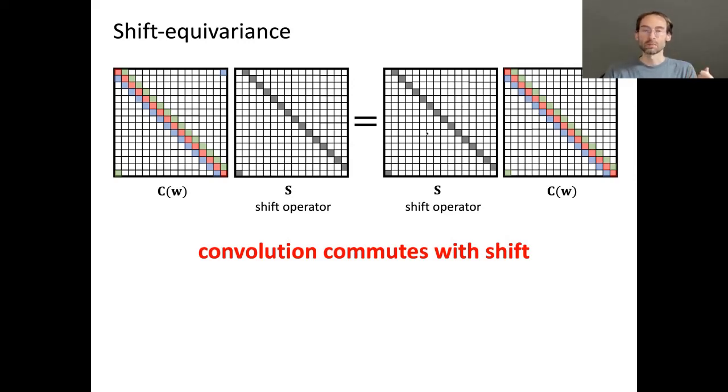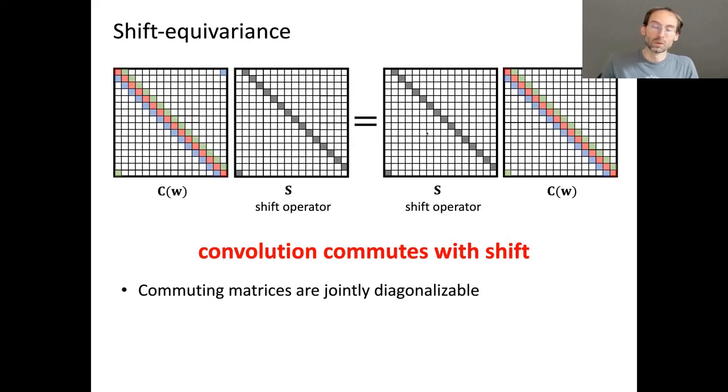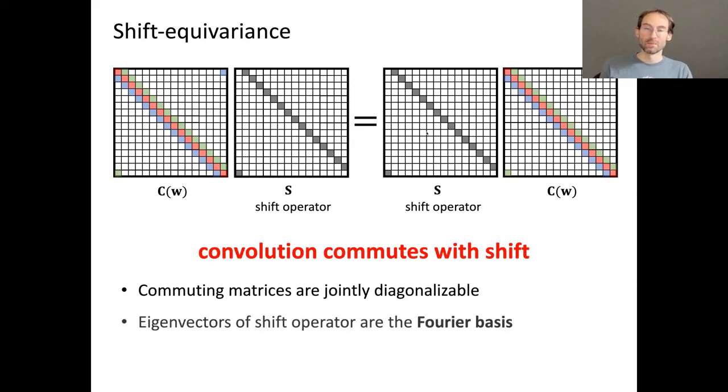Now, this is a property that very often is called shift invariance. The more correct term is shift equivariance. It means that we can first shift the signal, then convolve it, or vice versa, and the result will be the same. Now, what else do we know about commuting matrices? We know that they're jointly diagonalizable. In this case, it means that we will have the same eigenvectors. And as a result, we can pick one of the circulant matrices and look at its eigenvectors, and we know that all the rest of the matrices will have the same eigenvectors.